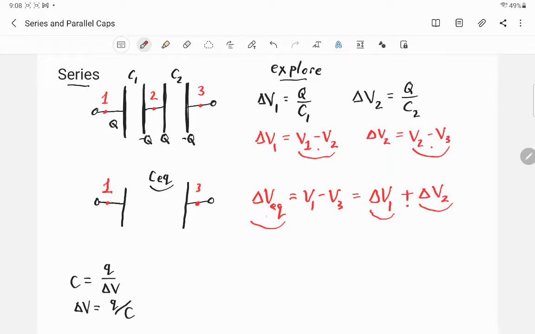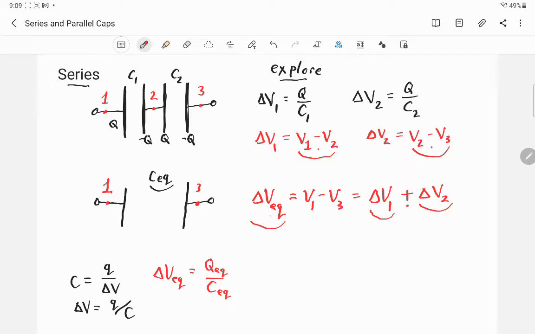So the potential difference across the equivalent capacitance is just the charge separated over the equivalent capacitor, divided by the value of the equivalent capacitance, right? This is just the definition of capacitance, and we're associating it with an equivalent capacitance, C sub EQ for equivalent.